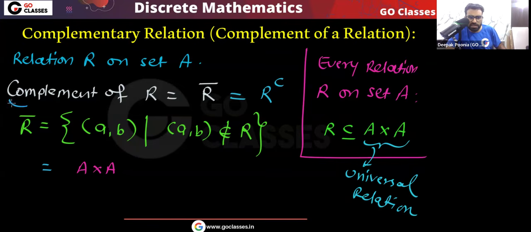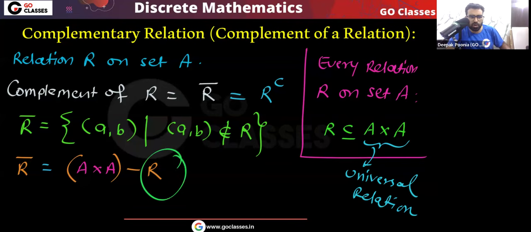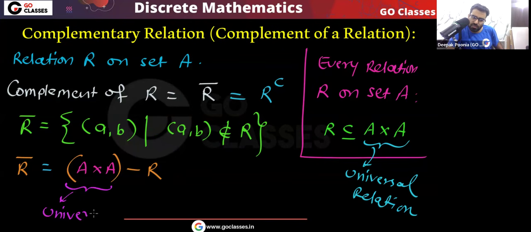So there is another way I can define the complement of R. R complement, or R bar, will be equal to A cross A minus R. From the universal relation, you remove all the ordered pairs which belong to R. Basically both definitions are the same. In R bar, the complement of R, we have all the ordered pairs which are not in R. So from the universal relation A cross A, you remove all the ordered pairs that belong to R, and then you will get R complement. I hope you understood.